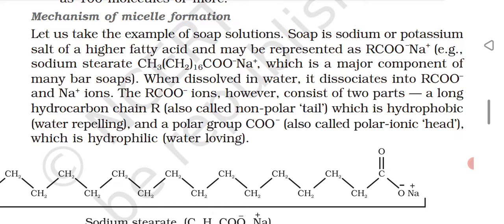The RCOO minus ions, however, consist of two parts: a long hydrocarbon chain, also called the non-polar tail, which is hydrophobic, water repelling, and a polar group COO minus, also called the polar ionic head, which is hydrophilic. Simple. In the carboxylate RCOO minus, the COO minus part is solvent loving, and the alkyl part is solvent hating. COO minus is the head and the alkyl group is the tail.